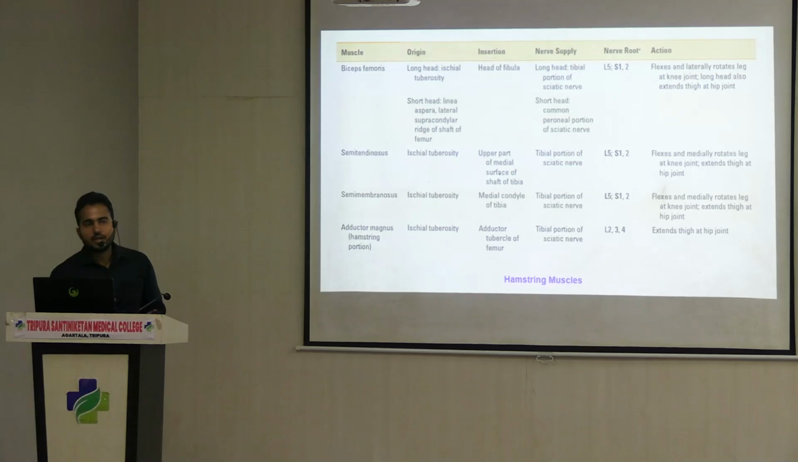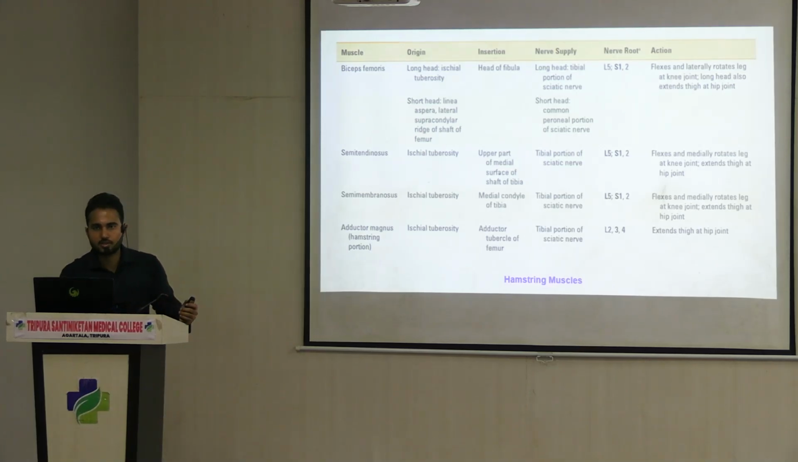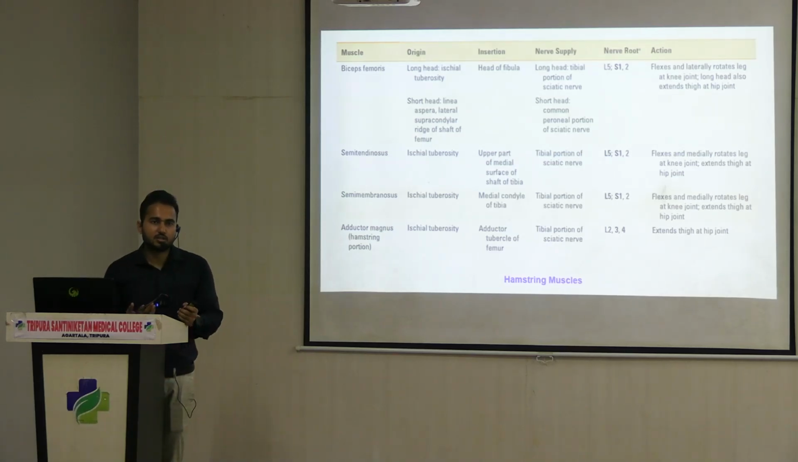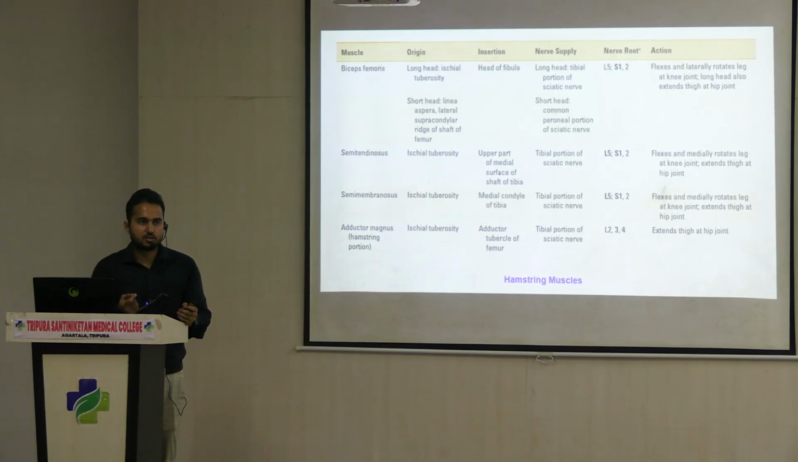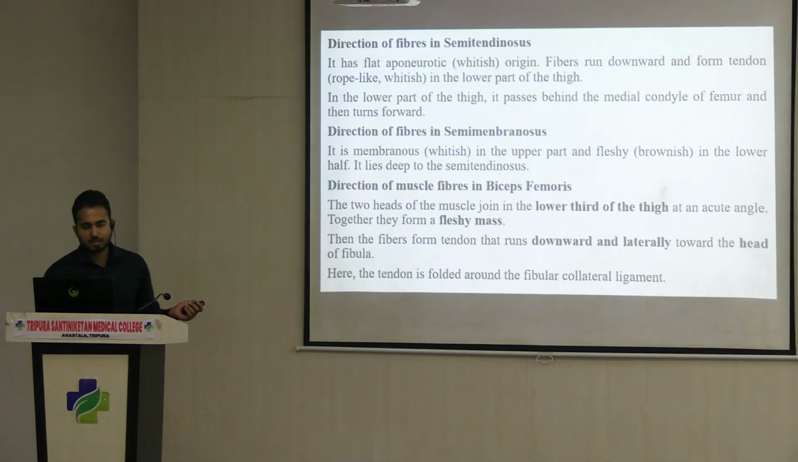Okay, now while doing the dissection, have you seen the direction of the fibers in case of these hamstring muscles? When we have done the dissection of the lower limb, especially the posterior compartment of the thigh, you have seen the hamstring muscles, you have done the identification of the hamstring muscles also. So at that time, while doing the identification, I hope you have noticed the fibers. Okay, if not, then you can see the fibers, how it arises. For example, in case of semitendinosus, it is having flat aponeurotic or whitish origin.